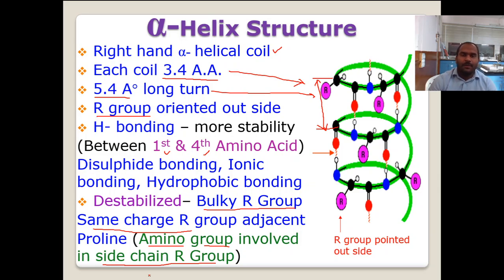So here we will stop the discussion at the secondary level for the alpha helical structure. In the next video, we will go for the remaining, that is, the beta pleated sheet structure, beta turn, tertiary structure, and the quaternary structure level of the protein.